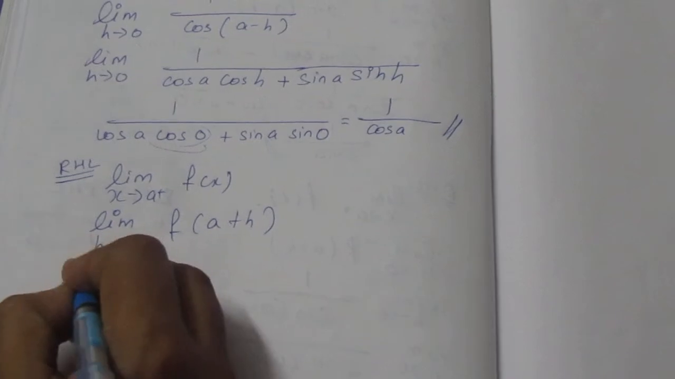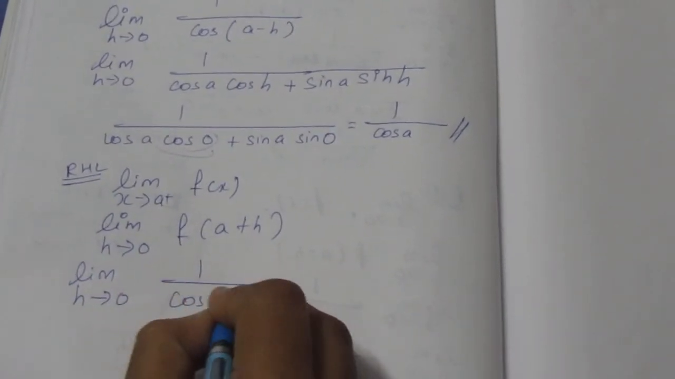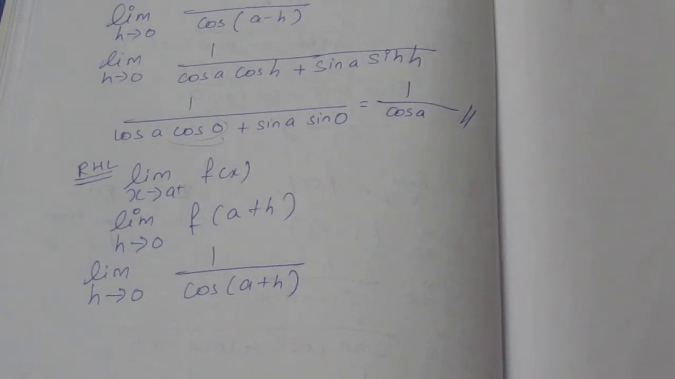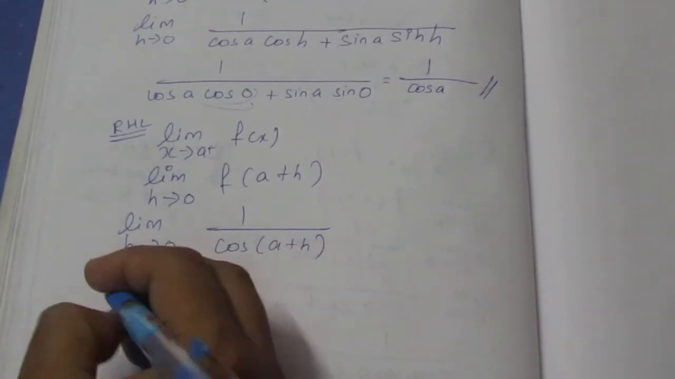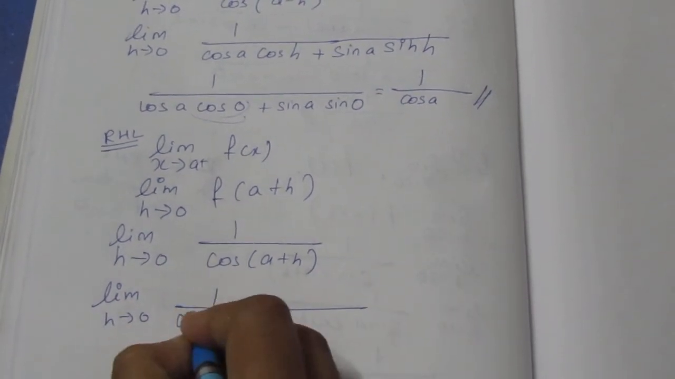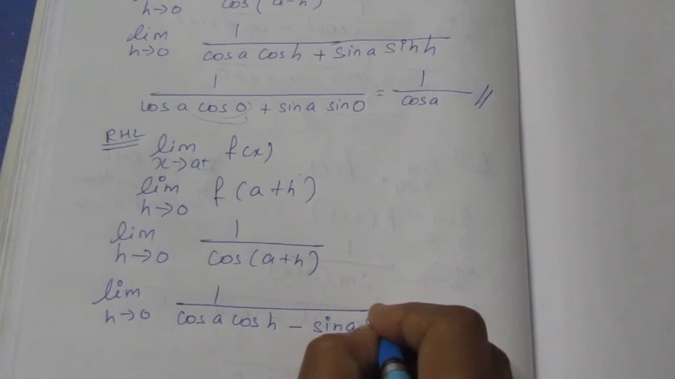Now limit h tends to 0, 1 by cos a plus h. Here we have the cos a plus b formula. We know the formula, just substitute the formula. Limit h tends to 0, 1 by cos a cos b minus sin a sin b.